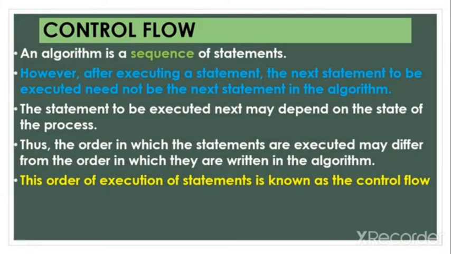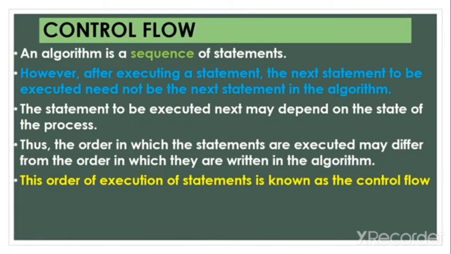Control flow is nothing but, the algorithm is always a sequence of statements. So there is a set of step by step statements. After executing the first statement, the second statement will be executed. After the second statement, the next statement will be executed. So one by one, all of them will keep executing. The statement to be executed next may depend on the processing of the previous statement. There are chances of that.